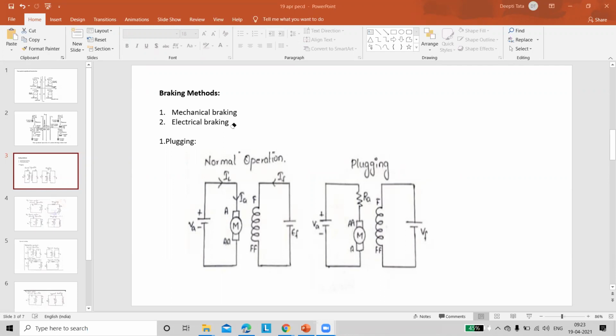In electrical braking, we have three types of braking techniques. Can you say the names? Why? Because this topic is already completed for you in your electrical machines. I think you have some basic concepts and are very familiar with this topic. What is mechanical braking and what is electrical braking? Am I right? Please respond, anyone.